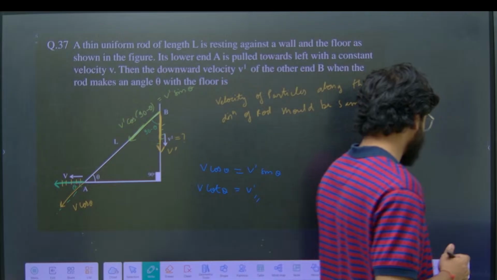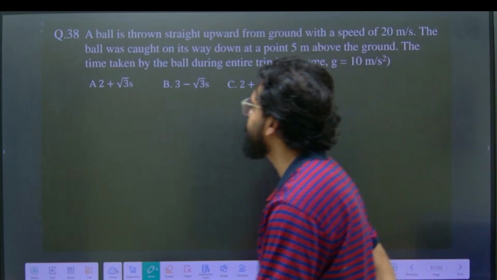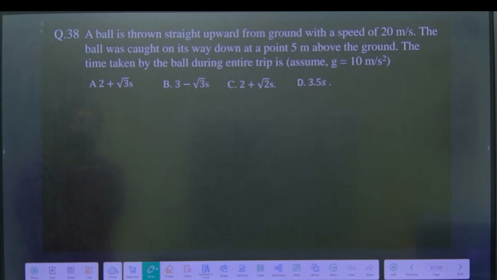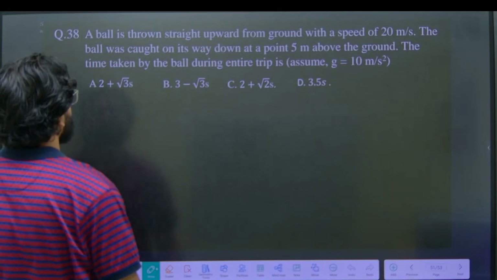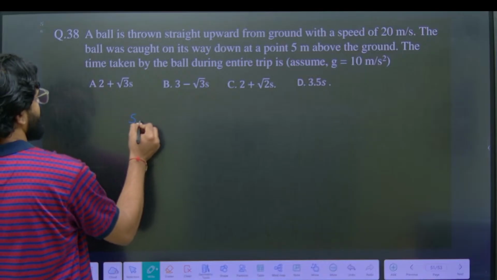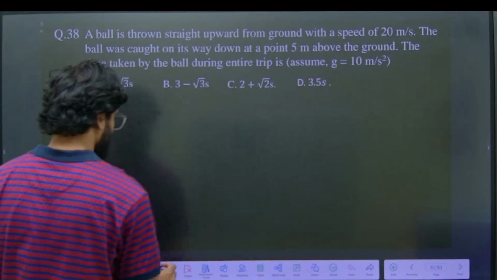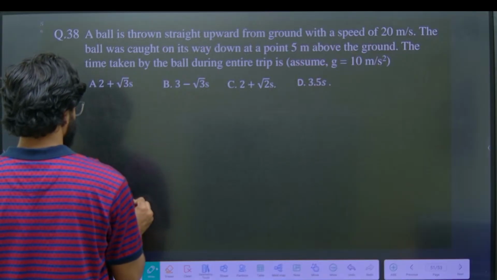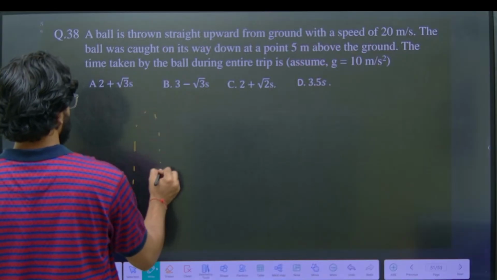Question number 38. A ball is thrown straight upward from the ground with a speed of 20 meters per second. The ball was caught on its way down at a point 5 meters above the ground. Find the time taken by the ball during the entire trip. It might look like this question is a little tough, but believe me, it is easier.